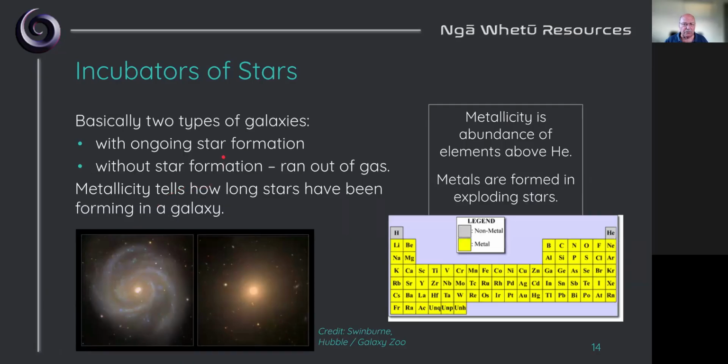So here I emphasize that in terms of star formation there are basically two types. The ones that have ongoing star formation, and they are typically the spiral galaxies, and the ones that don't have star formation. They must have had it in the past, but they don't have it anymore. They just ran out of the material, the dust and the gas, out of which stars are formed.